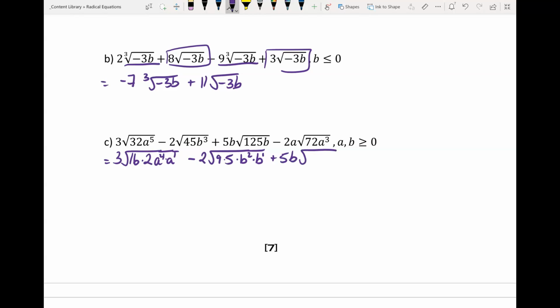For our next term, I'm going to rewrite 25 as 25 times 5, and we can just leave b alone. So for 25, I can take the square root of that later on. And then lastly, for our very last term here, I'm going to rewrite 72 as 36 times 2, a squared times a to the power of 1.